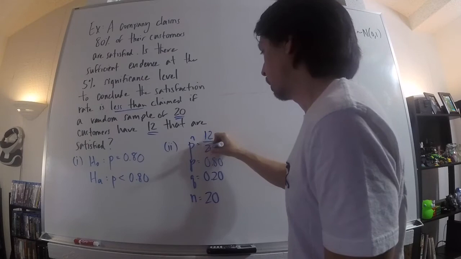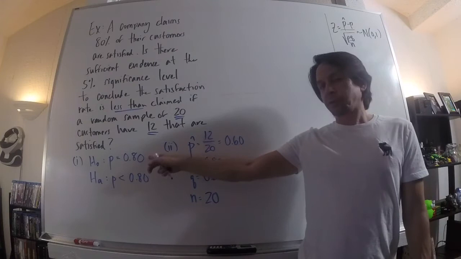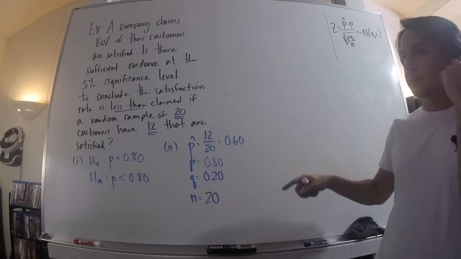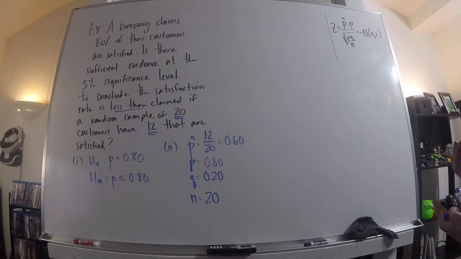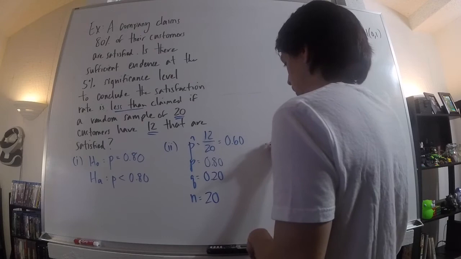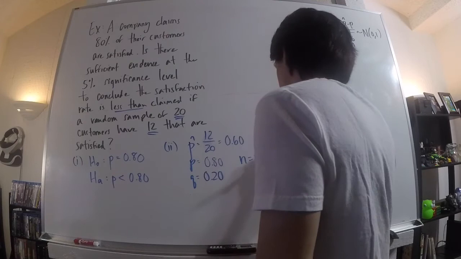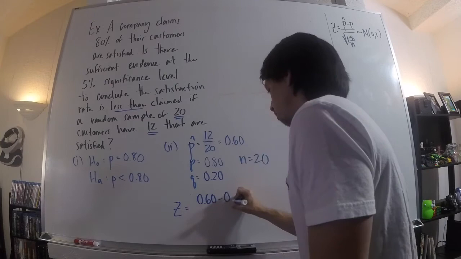Last time we were testing if it's less than 80%, and we got 75, and that wasn't enough evidence. This is slightly stronger evidence that they might be lying, because now the sample came up with 60%. But we got to grind it out and get a p-value to draw that conclusion. So we need that statistic. Where am I going to do it? I'm doing that formula now. The only thing that's changing is that.